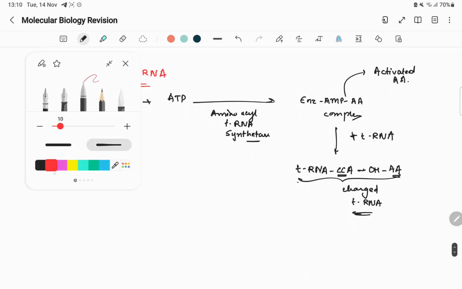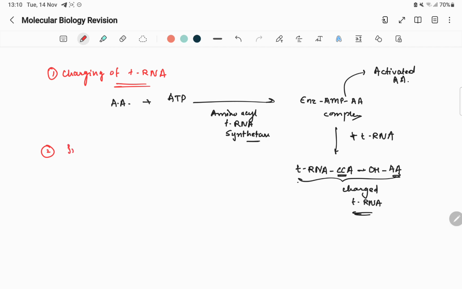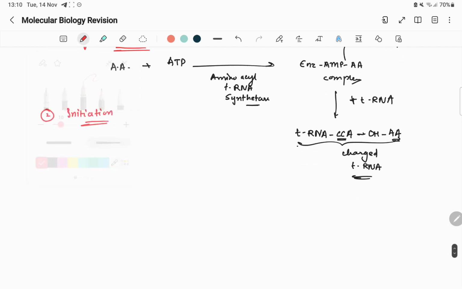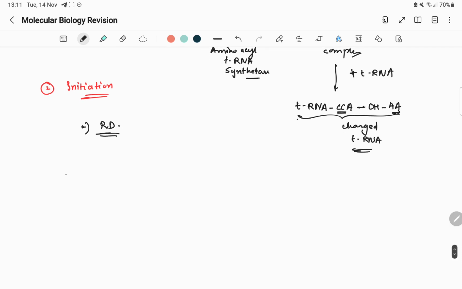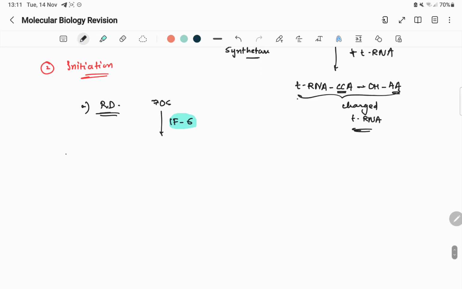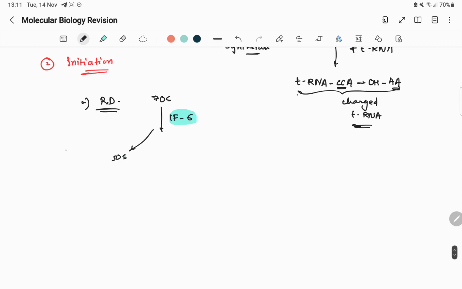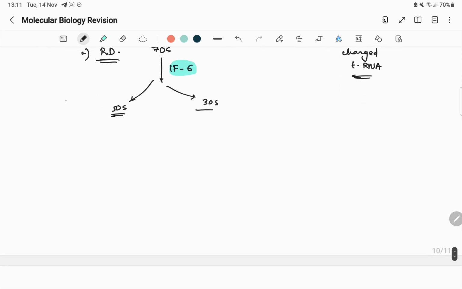Then the second step in this process is initiation. So what happens in the initiation? First, I am writing it as A, first is the ribosomal dissociation. In this, the 70S in the presence of initiation factor 6, very important, initiation factor 6, splits into your 50S and into your 30S. Understood? Your 50S and your 30S.